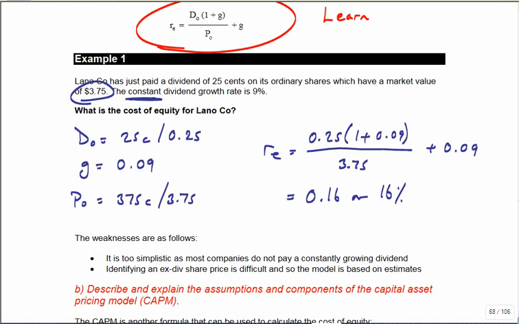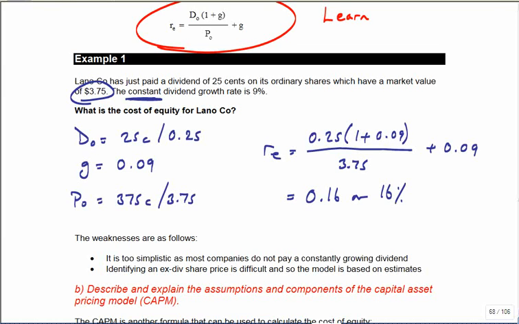Now, the only problem with this approach is it does assume that, as we said, companies are going to pay a constantly growing dividend, and generally speaking, that is not the case in practice. So this won't work unless you've got a constant dividend, and I say that's unlikely.